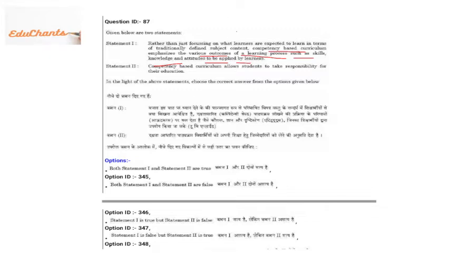Statement 2 is saying competency based curriculum allows students to take responsibility for their decision. Competency based curriculum allows them to take critical decisions in their life as well as in education, or responsibility in education, right? So now see, statement 1 is correct or not? Yes, it is correct. Statement 2 is correct or not? Yes, it is also correct, right? Because if you develop some type of competency in yourself, then definitely you are going to grow and you are going to take some responsibility in the field of education. So both statements are correct. A option will be the correct answer.